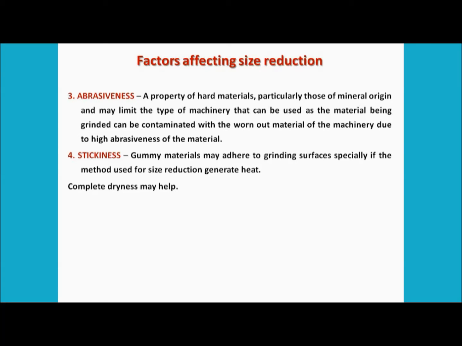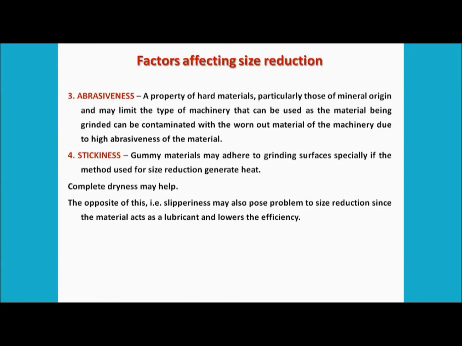In such cases, complete dryness of the gummy material may help in the process of size reduction. The opposite is that slippery material may also pose a problem to the size reduction, because if the material is slippery, then suppose we are applying the force between two rollers, the rollers will also slip, right?